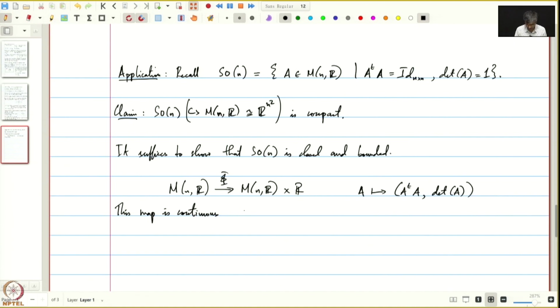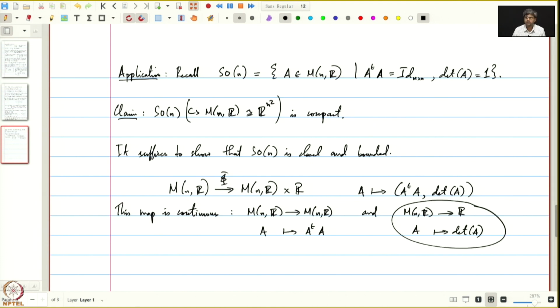Right. So to show that it is continuous, it's enough to show that first we look at the map from M_n(R) to M_n(R), A goes to A transpose A. This map is continuous, and the map from M_n(R) to R, A goes to determinant of A. This map is clearly continuous because the determinant of A is a polynomial in the entries of A, and the entries of A are simply the projection maps, which are continuous from this product, and therefore polynomials in these continuous maps are continuous.